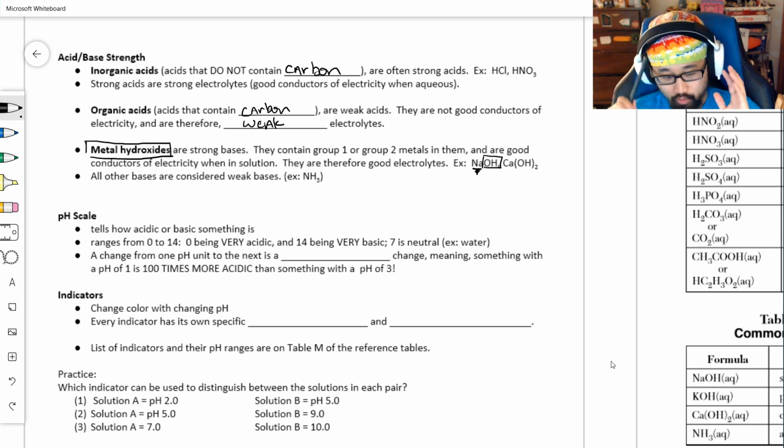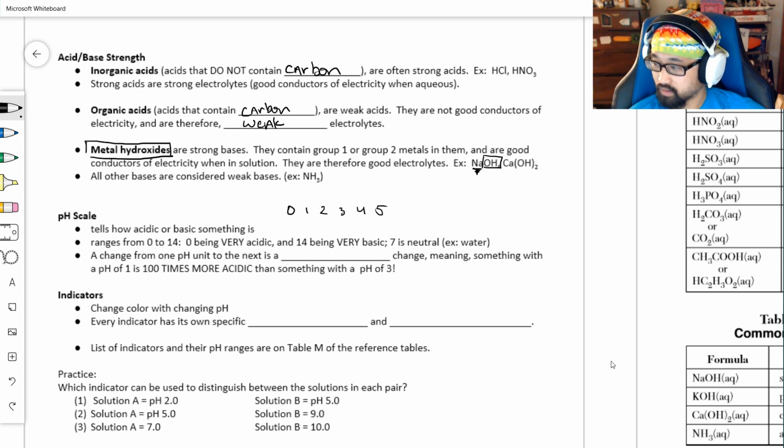That's a version of acid-base strength if you can see the formula. There's also the version of acid-base strength that's based on the pH scale, which you've talked about before. This tells us how acidic or how basic something is. It ranges from 0 to 14. So 0, 1, 2, 3, 4, 5, 6, 7, 8, 9, 10, 11, 12, 13, 14.